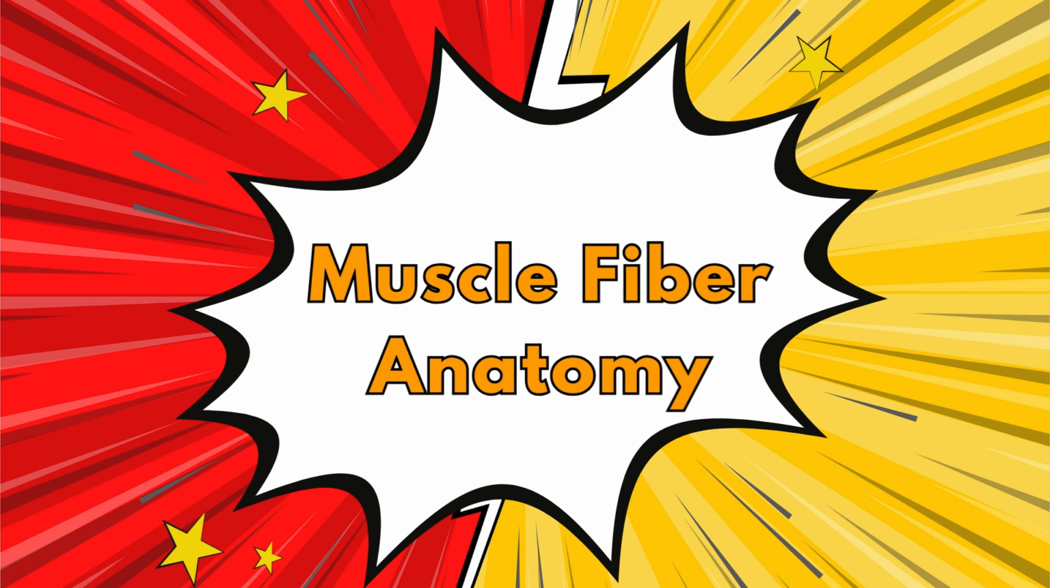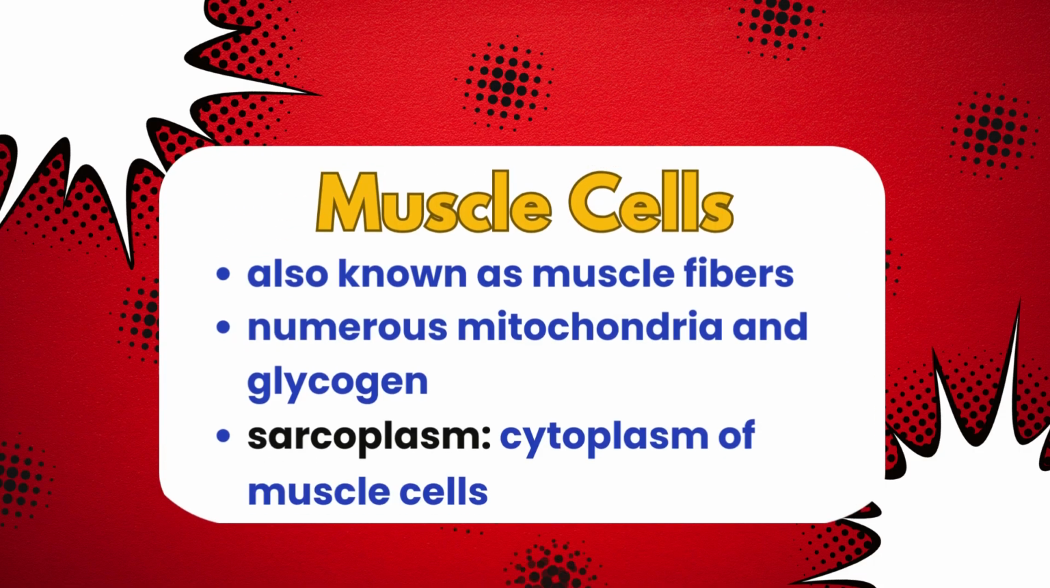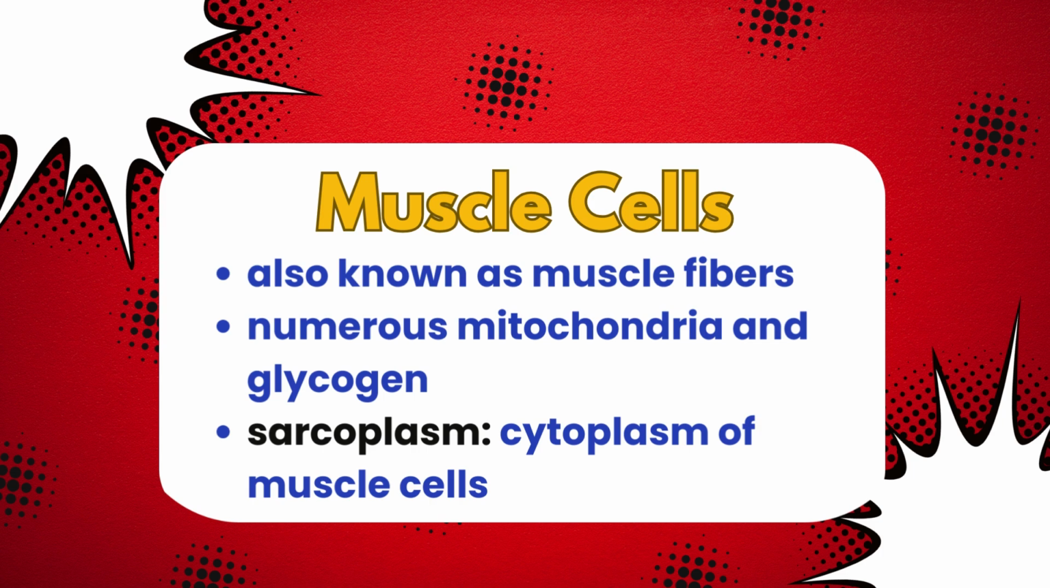Next, we will dive deep into the skeletal muscle to learn about muscle fibers or muscle cell anatomy. Muscular cells are also known as muscle fibers. They contain numerous mitochondria and glycogen, the glucose storage molecule. Having both numerous mitochondria and glycogen molecules allows muscle cells to continuously produce enough ATP for the muscle to contract. Additionally, the cytoplasm of muscle cells is called sarcoplasm.